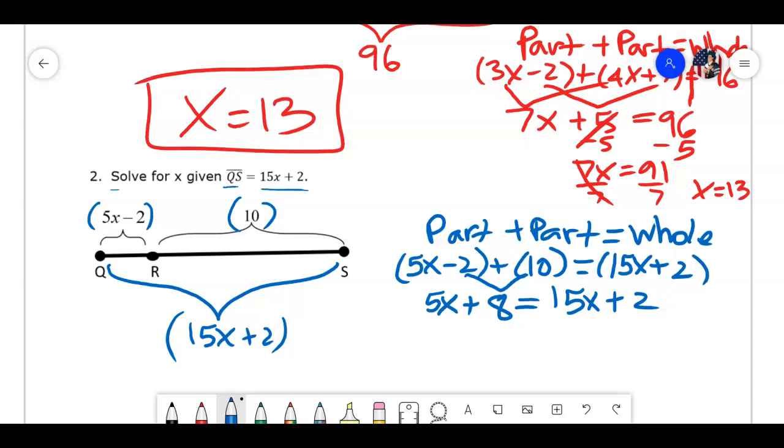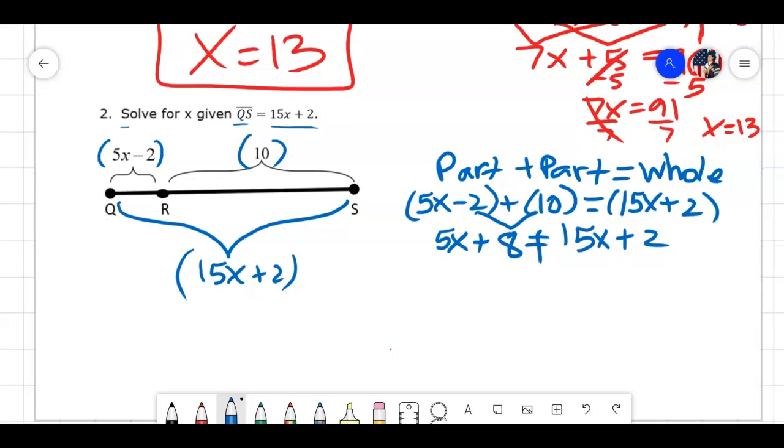Now this looks like the second problem from our warm-up. Okay. These x's are not on the same side of the equal. 5x is on the left, 15x is on the right. So I don't combine them. I get rid of one. I like to get rid of the smaller x, which is 5x. How do I get rid of a positive 5x? Subtraction, right? So minus 5x, minus 5x.